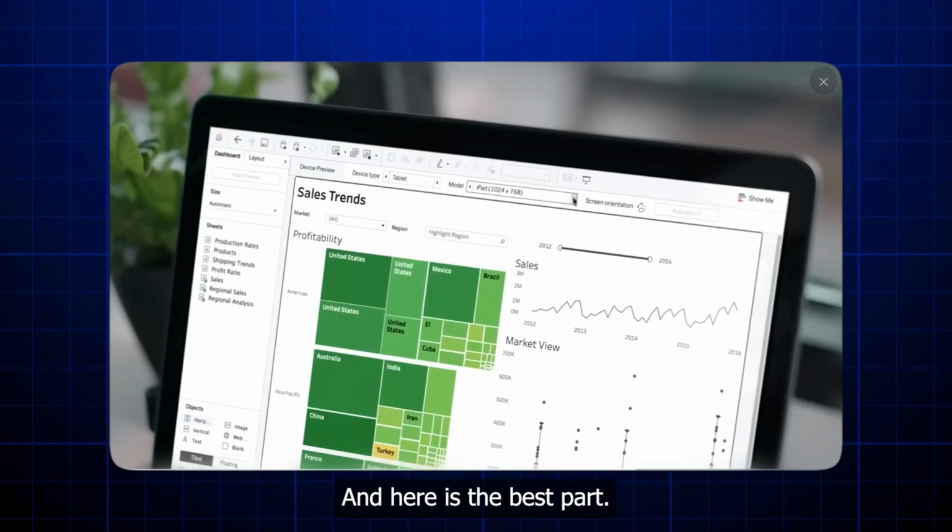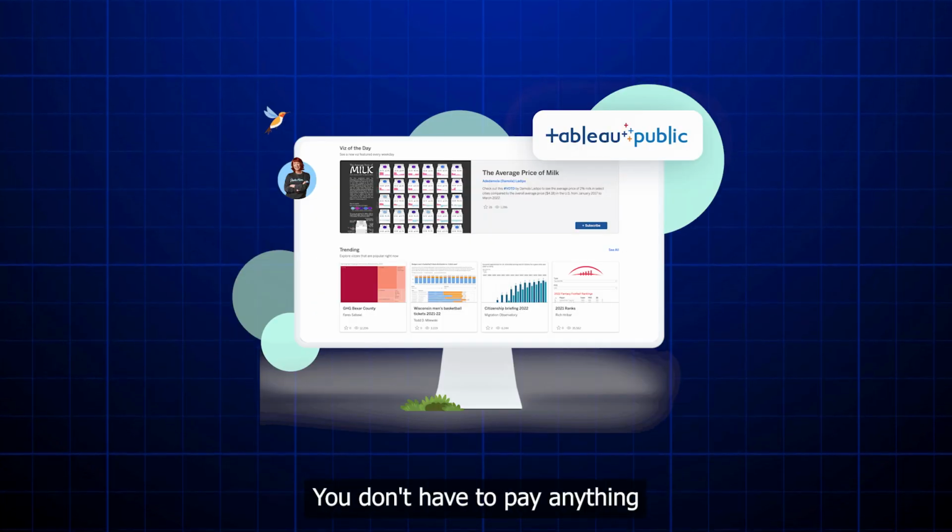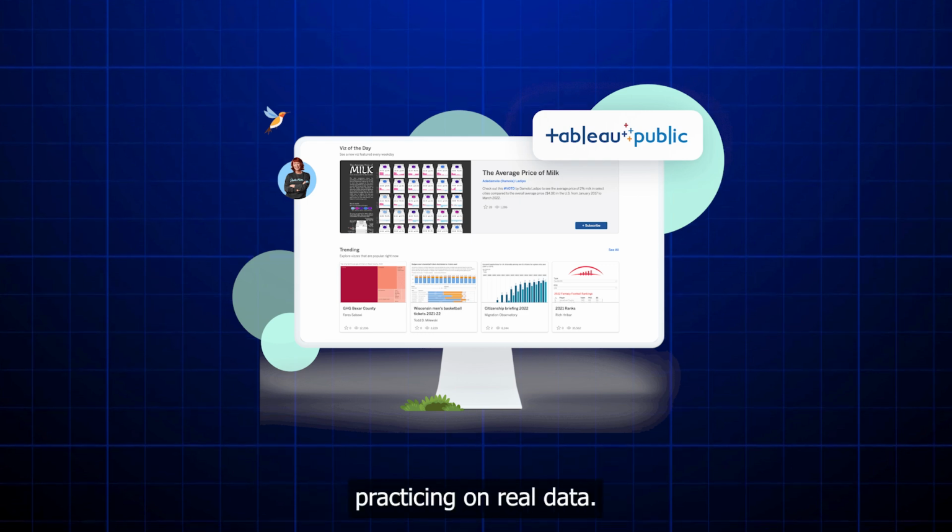And here is the best part. Tableau Public is free. You don't have to pay anything to start learning and practicing on real data.